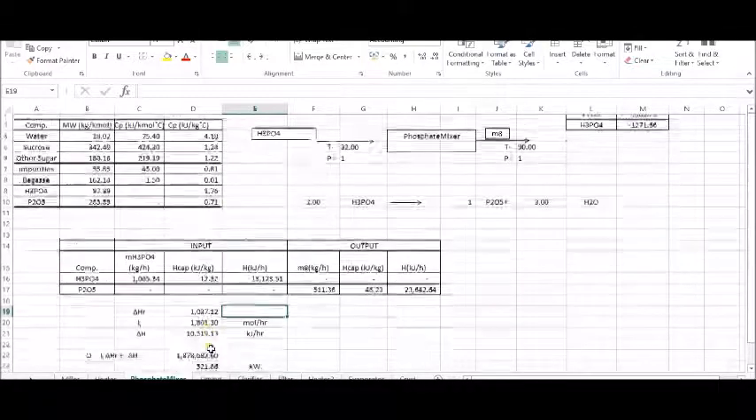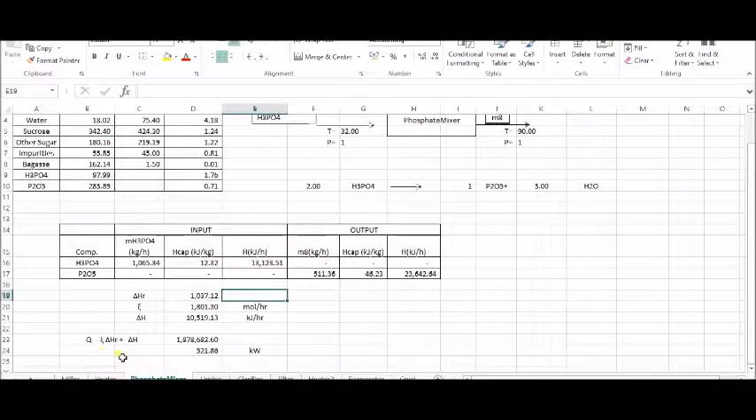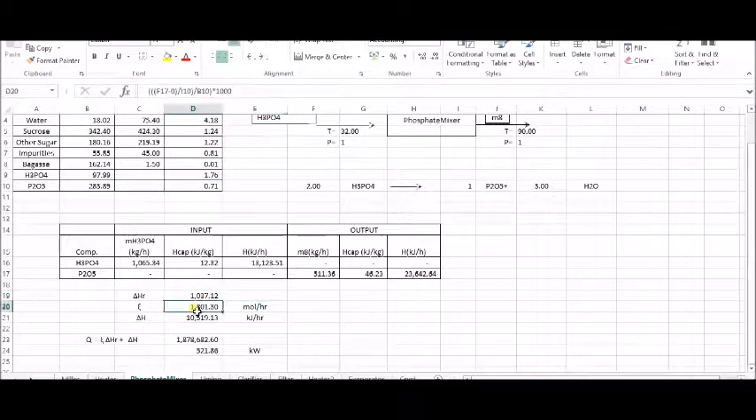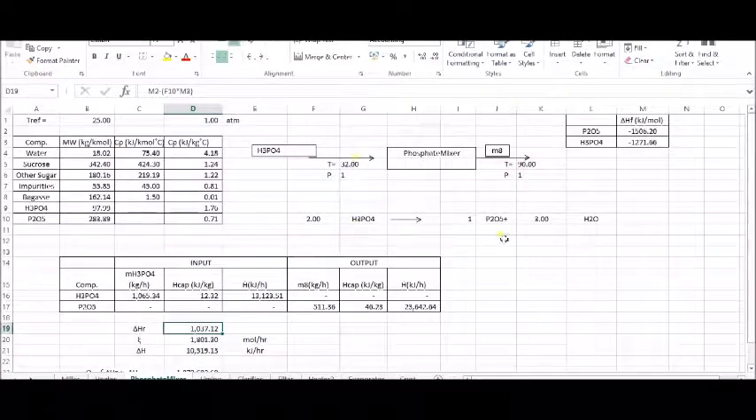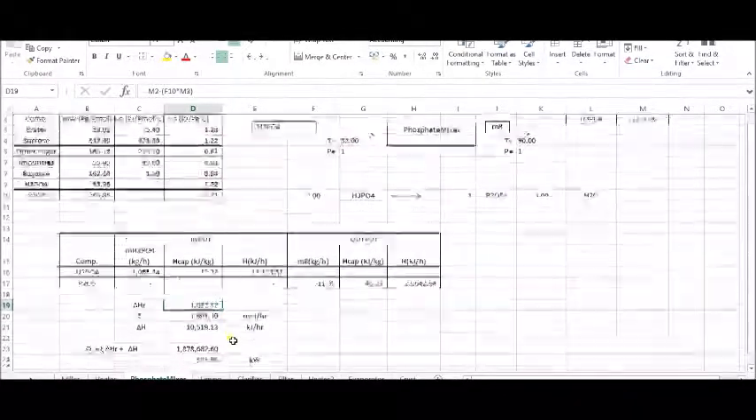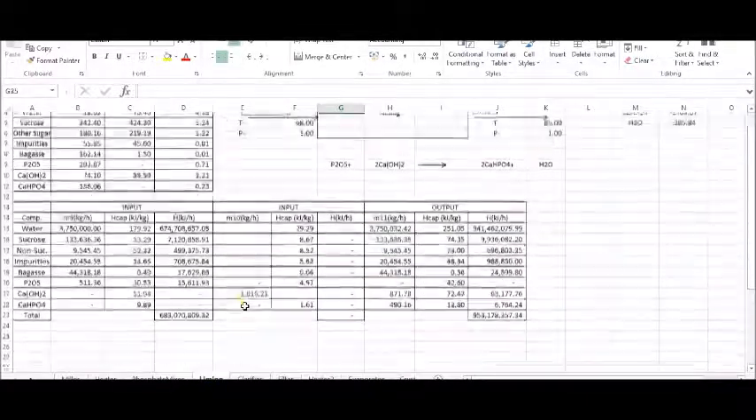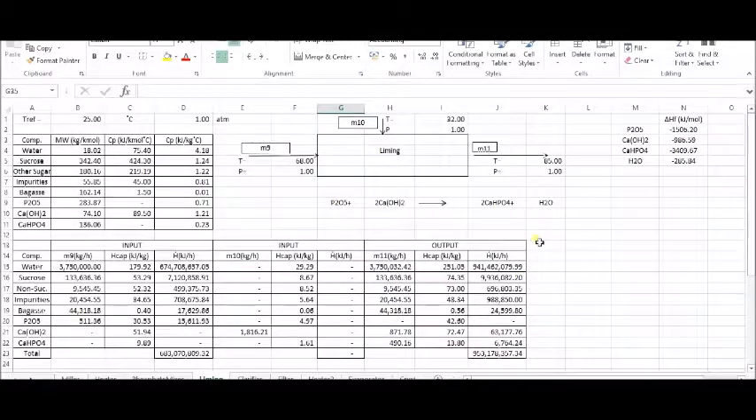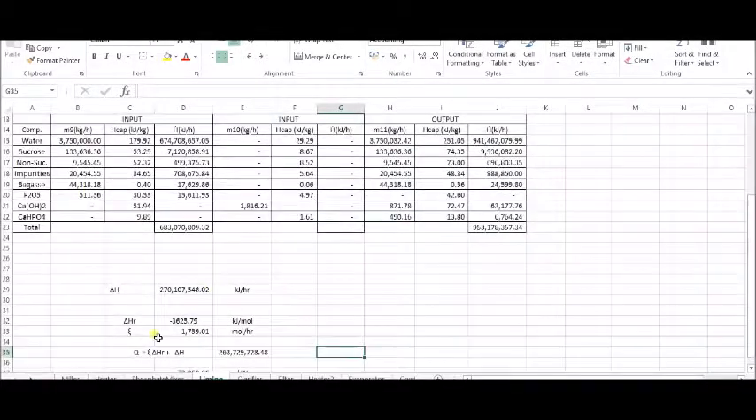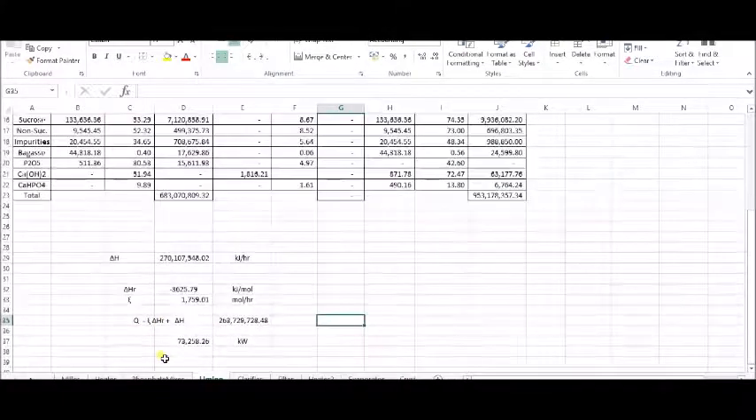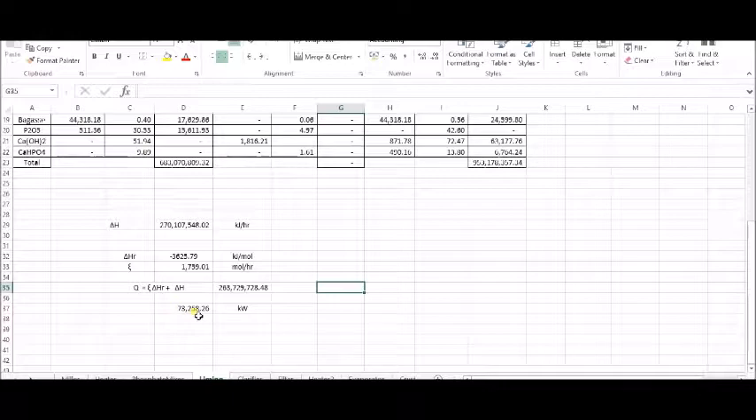So we will be using delta H, Q equals squiggle delta HR plus delta H. We calculate the squiggle, we calculate the delta H using the heat of formation of the reactant and product, and this is what we get, 500 kilowatt. For liming, also the same, we have a reaction here, so we use the equation to get the delta HR, and we calculate the squiggle and just multiply and add all of it. So we will get Q equals 73,000 kilowatt.